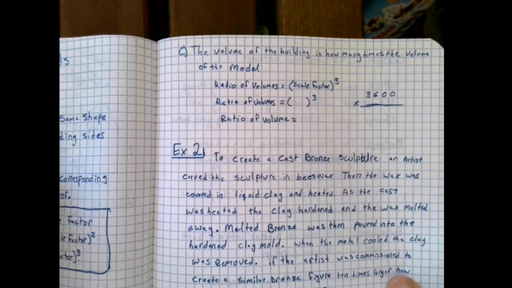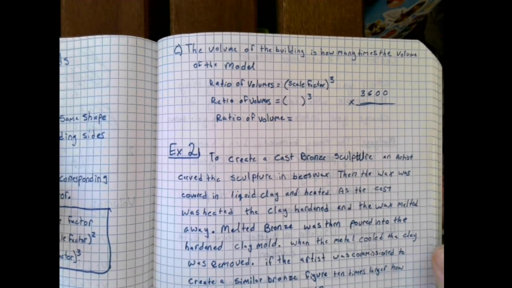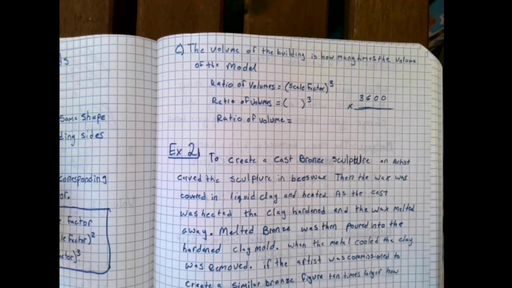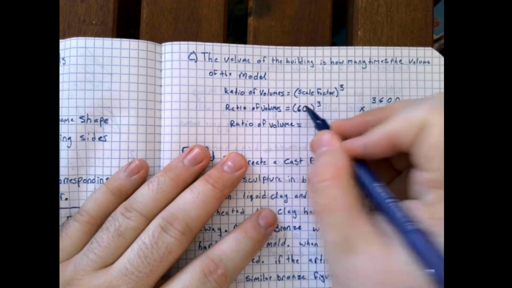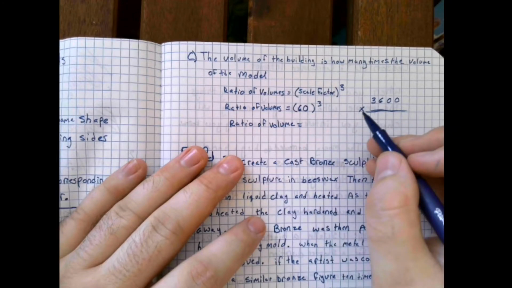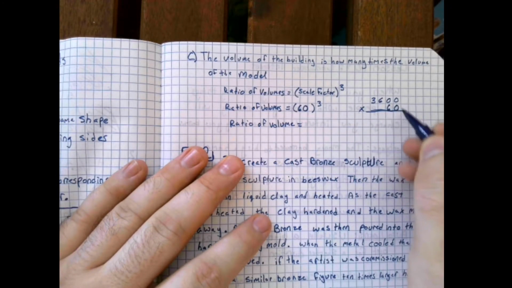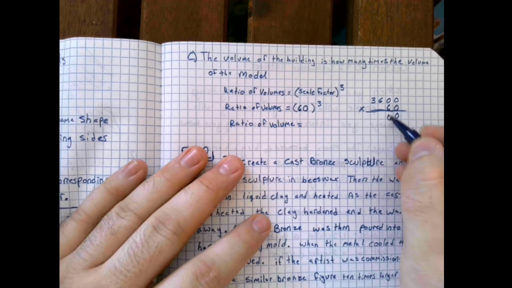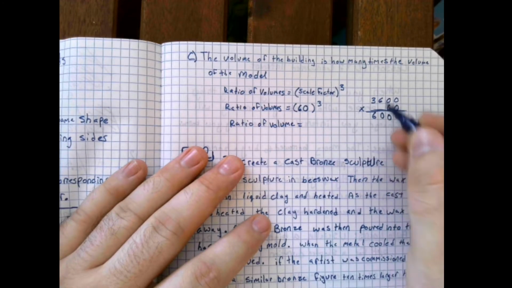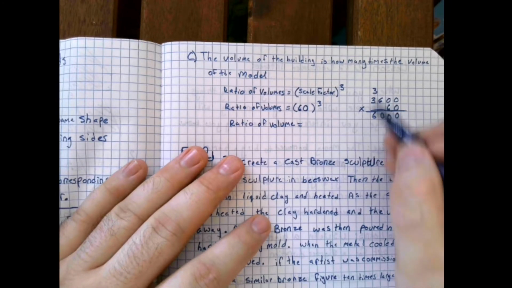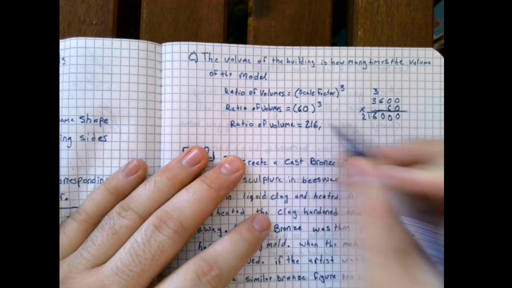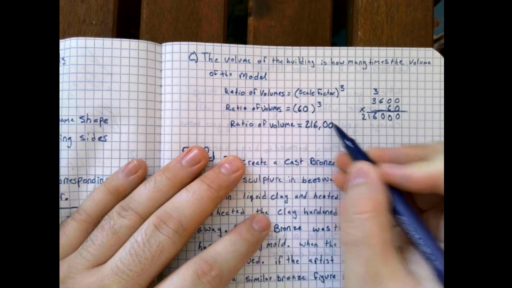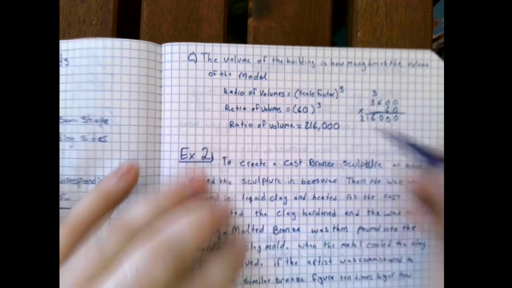Part C of this same example says the volume of the building is how many times the volume of the model? Well, we're going to take our scale factor and cube it. So we're going to do 60 cubed. Now 60 cubed is 60 squared times 60 again. Now we're going to drop a 0. 6 times 0 is 0. 6 times 0 is 0. 6 times 6 is 36. 6 times 3 is 18 plus 3 is 21, which means we get 216,000 times as big.